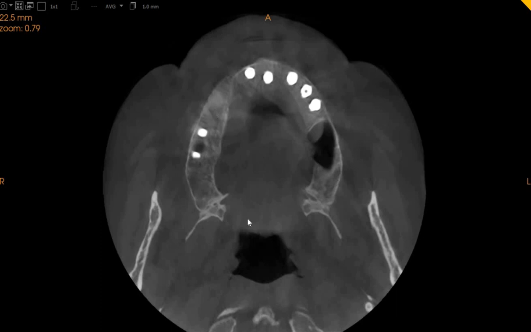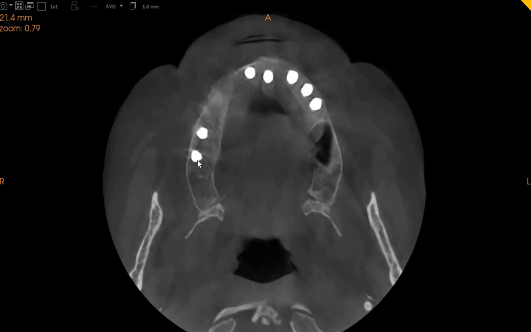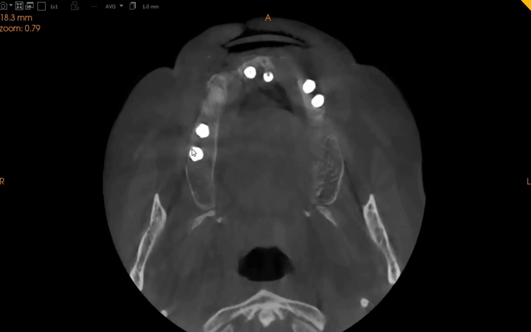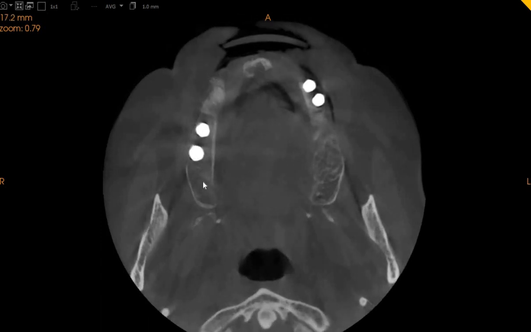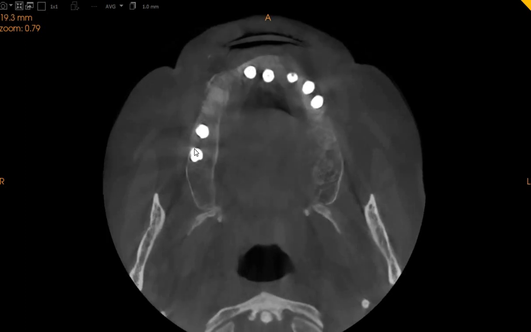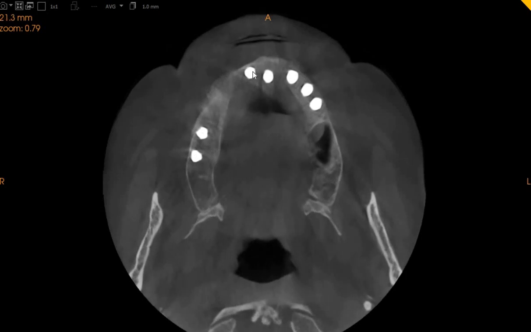Here you can see this is the right side, this is the left side. When we're moving, the left implants have a little bit of bone support on the palatal side, but we do have bone exposure on the buccal side. These are the implants in the anterior right segment. This is the upper right lateral incisor region or central incisor region.